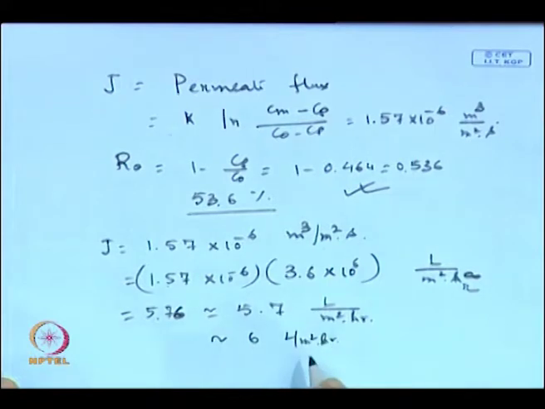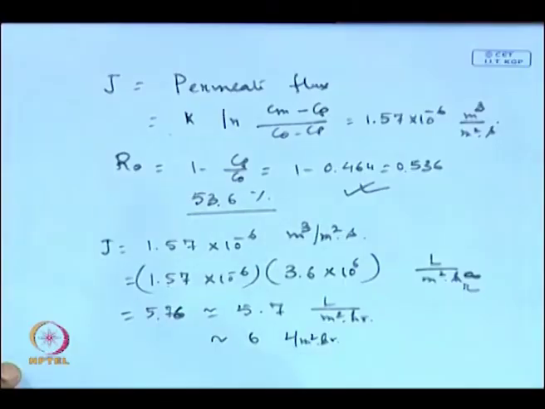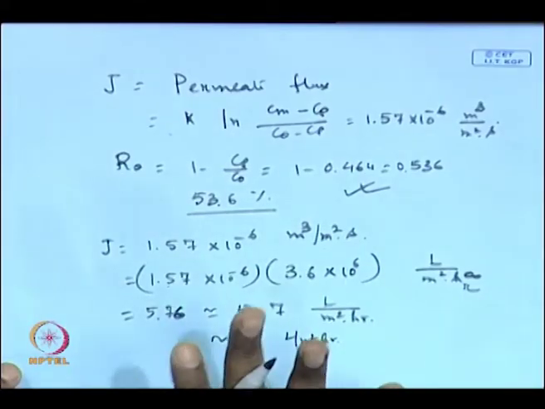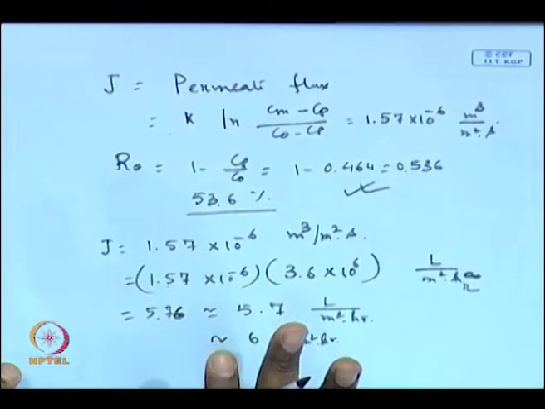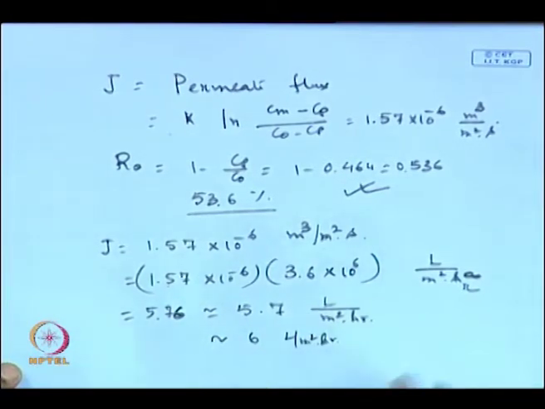That means, if you will be able to provide a membrane area of 1 meter square, 1 meter square means 3 feet by 3 feet, right. If you provide a 1 meter square membrane area, then in 1 hour, for this particular solute with these concentrations, operating conditions and composition, you are going to get around 6 liter per hour permeate flux, the productivity.